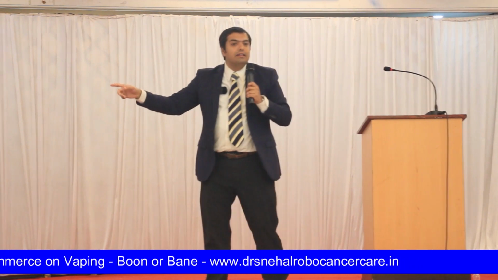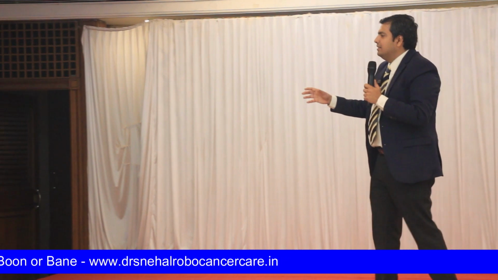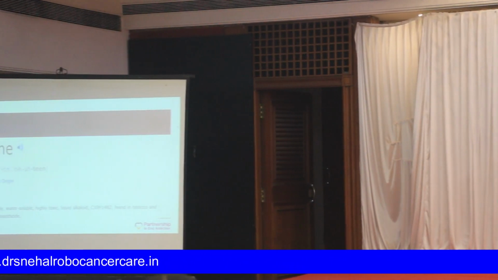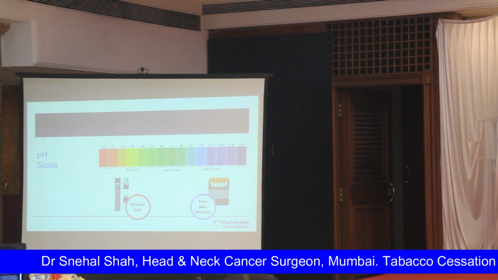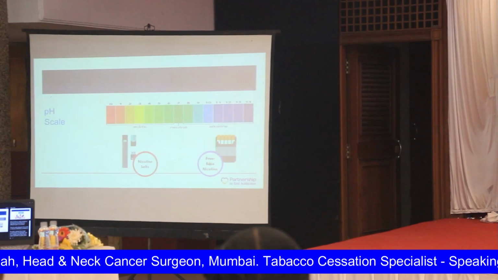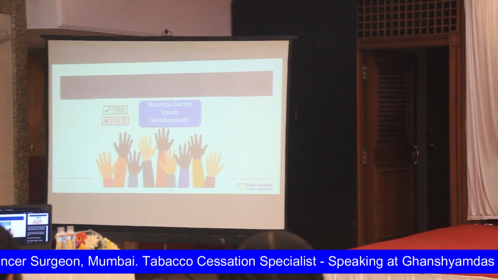Next slide. So in general, nicotine is a colorless, oily, water-stable, highly toxic agent found in tobacco. Next. Okay, it's more of an alkaline base than an acidic base, which makes it very easy to absorb into the blood. Next. Okay. Does nicotine harm brain development?